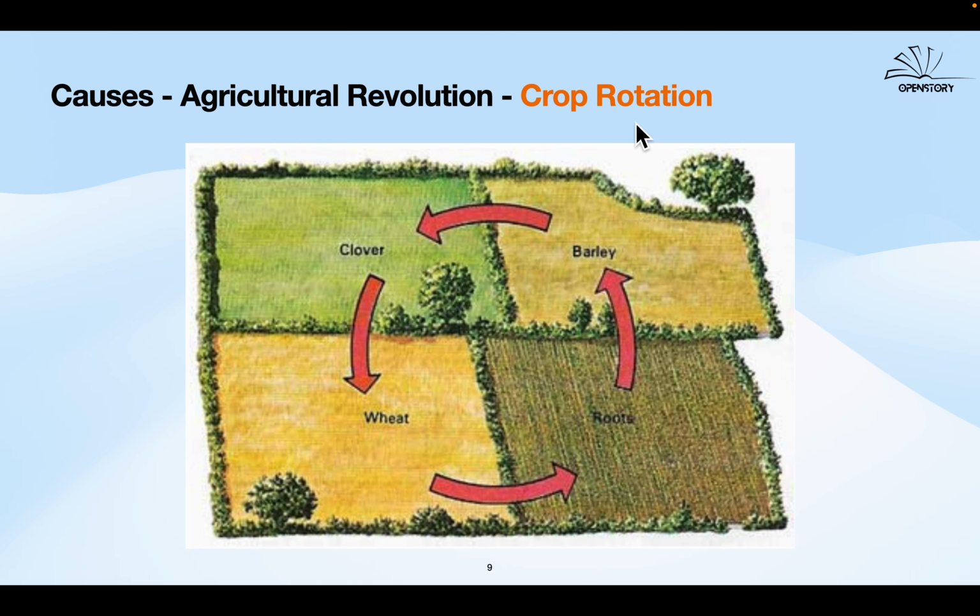Next, crop rotation. Crop rotation cranked up efficiency even more. Before 1750, farmers mostly used the open field system, let one strip nap every few years. Post 1750, they roll out the four-field rotation. So it's like year 1, wheat uses lots of nutrients.